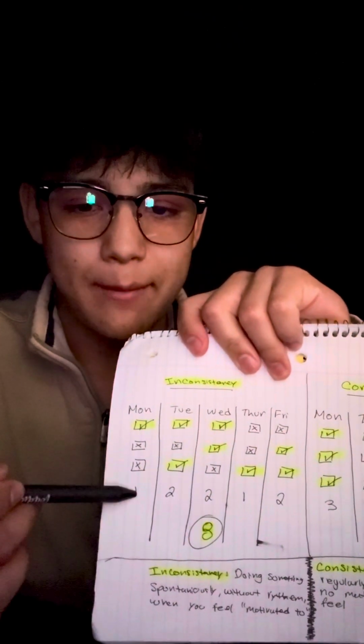All right, now for the consistency side. Well, actually, let's backtrack a little bit. So for inconsistency, you can see that we started off strong, then we took a break, then we started and stopped and started and stopped, and so forth and so on for the next week. Okay, so throughout all those weeks, we only did our goal one time on Monday.